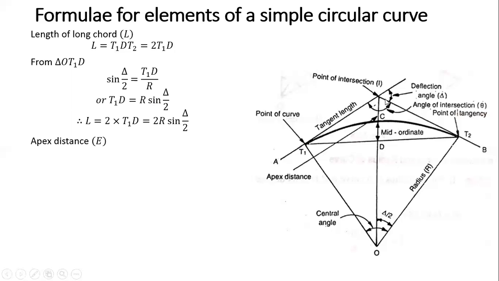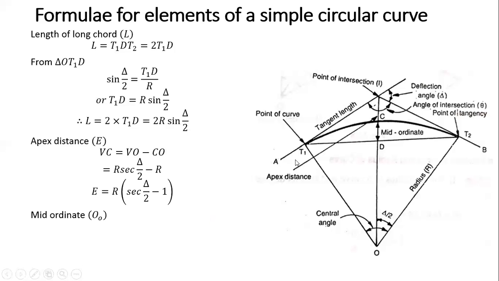Next is apex distance E. So this is the distance from here to here. That is called apex distance, always denoted by capital E. So this is equal to either IC or VC. VC is equal to how much? From here to here, this is VO. If you subtract from this VO this CO, which is nothing but your R, then you get this distance from here to here. That is called your apex distance. So applying trigonometry using this triangle, that is R sec delta by 2 minus R. Take R outside, so R times sec delta by 2 minus 1. This is the formula for E.